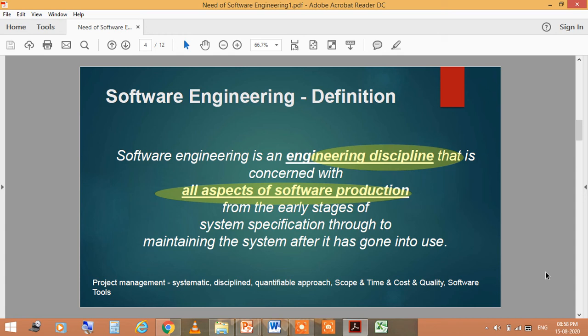of Science and Technology at Jayoti Vidyapeeth, Women's University, Jaipur. Today I am going to take the lecture on the topic Need of Software Engineering.